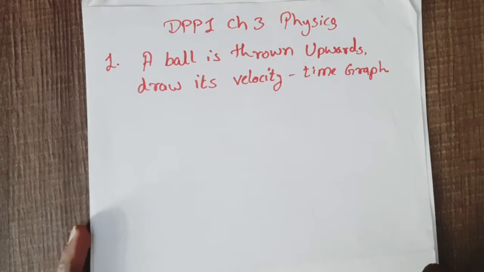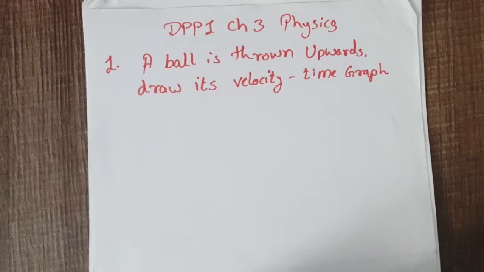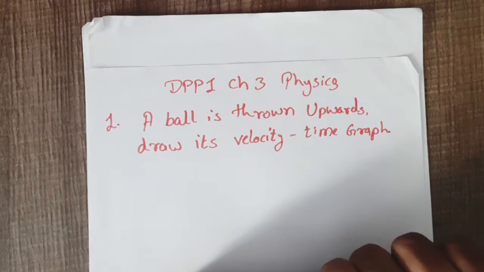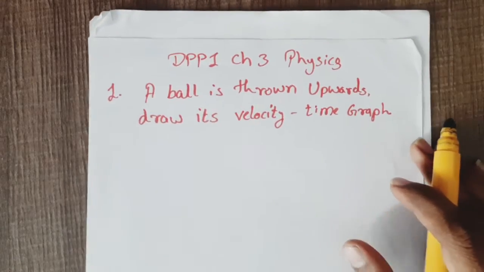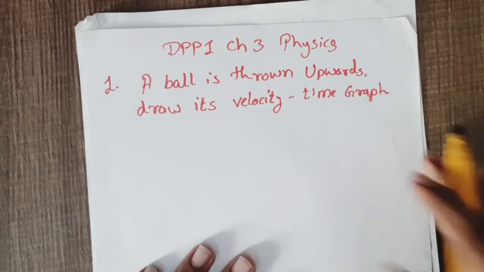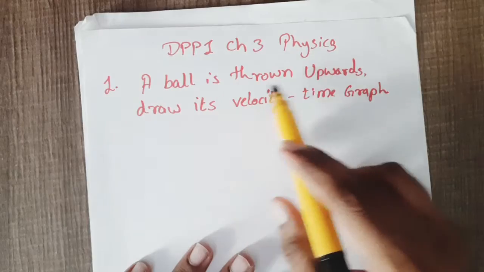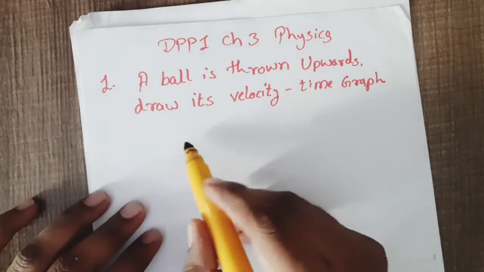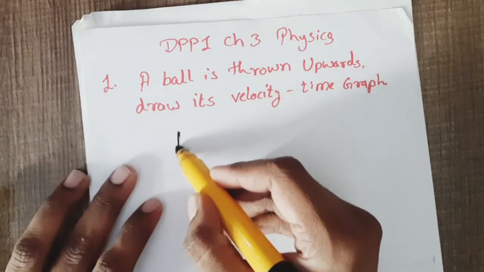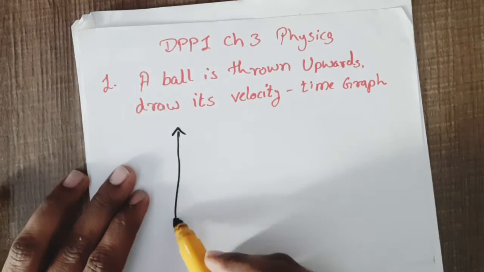So this is our first question of DPP assignment. It is chapter number 3, motion in straight line and motion in plane. So it's basically kinematics topic. The question is, a ball is thrown upwards, draw its velocity time graph. So it is a very easy question. Let us draw the velocity time graph of this particular situation.